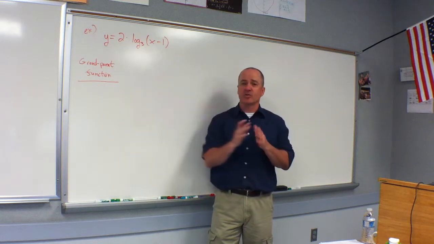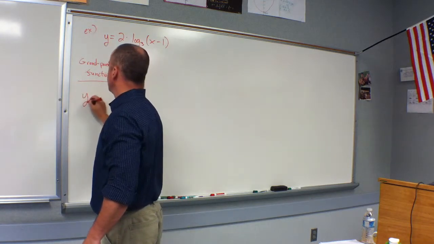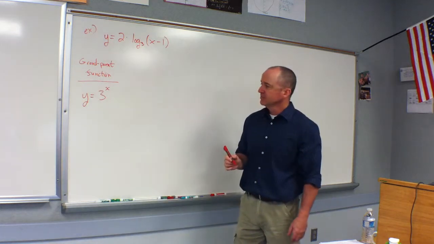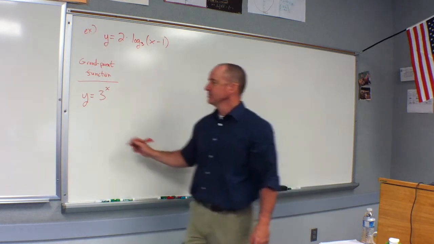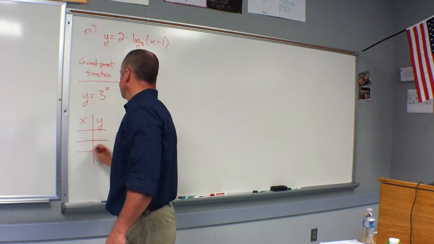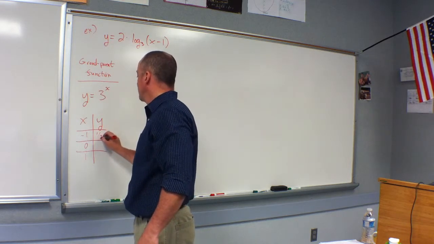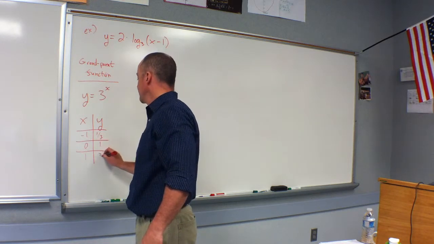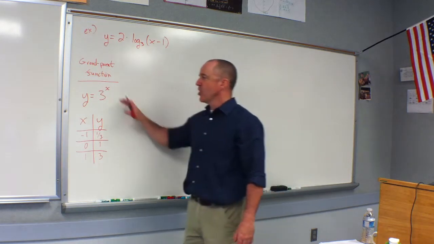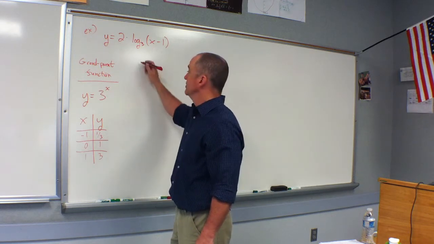What is the base of this logarithmic function? 3. So the grandparent function would just be y equals 3 to the x. And this y equals 3 to the x would have the same table we had over there. So it would be -1, 0, 1 for the x, 1/3, 1, and 3 for the y. That's the grandparent function. You don't always have to graph this, but if it helps to go back to it to remember this, please do so.